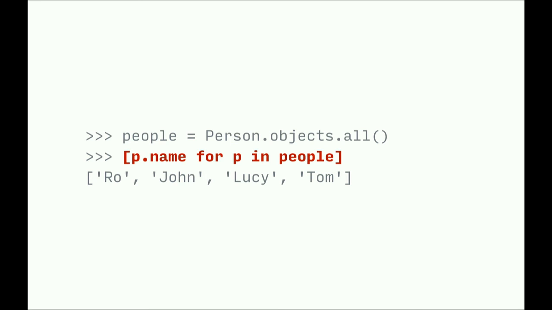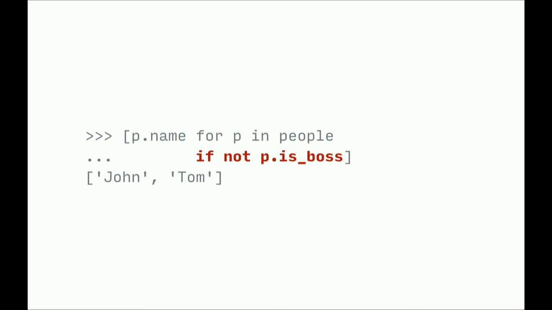So here we're generating a new list. Imagine we have some people that we pulled out of a database with a Django ORM or something similar like that, and we just want to get the people's names. So we're going to call p.name for every p in people. And we get the names Ro, John, Lucy, and Tom. We can also add an if clause to a list comprehension. So here we're going to get the names of people who are not bosses. So in my house, this is me and my son Tom.